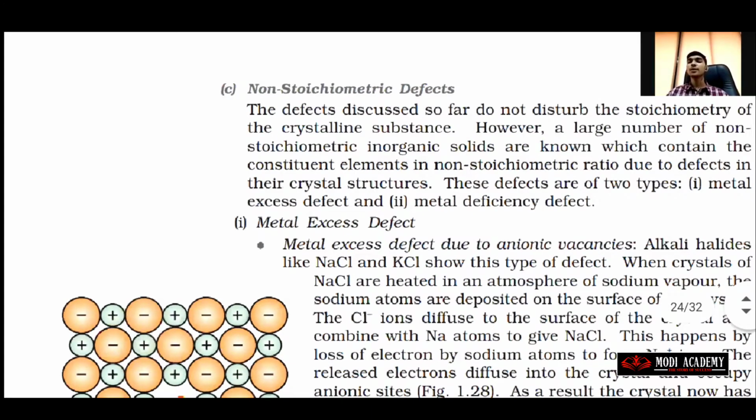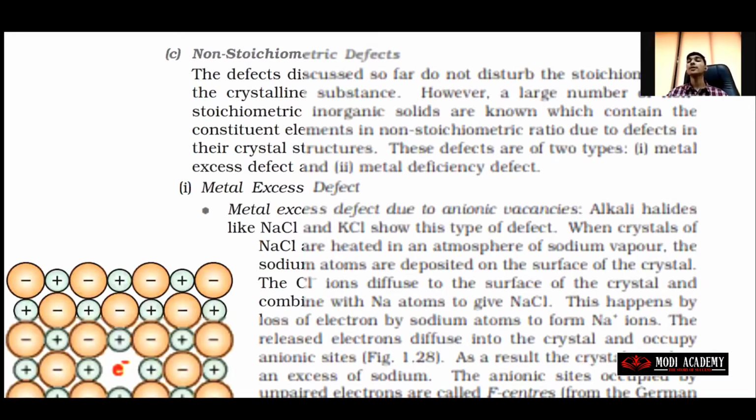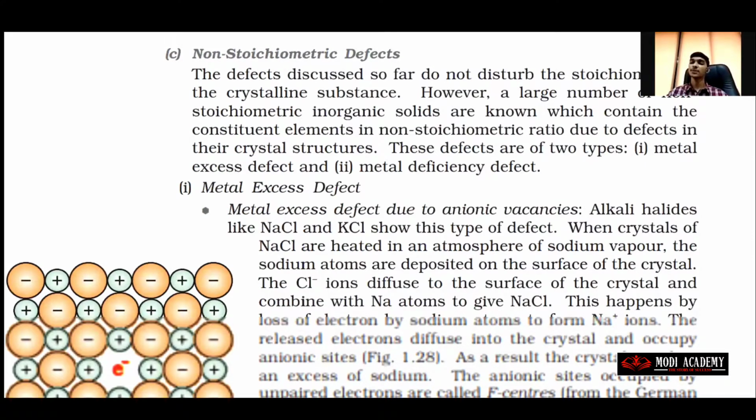The defects discussed so far do not disturb the stoichiometry of the crystalline substance. However, a large number of non-stoichiometric inorganic solids are known which contain constituent elements in a non-stoichiometric ratio due to defects in their crystal structures. These defects also have types. The first type is the metal excess defect, meaning there is a compound in which the metal is more as compared to the non-metal or any other substance or atom. So it is known as a metal excess defect.